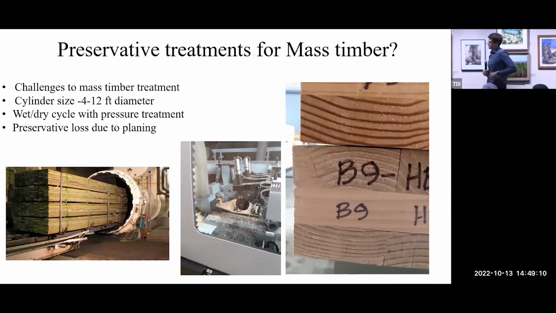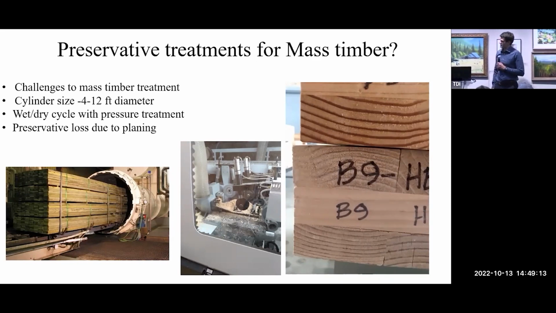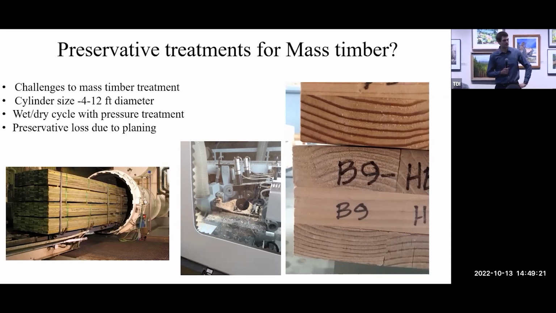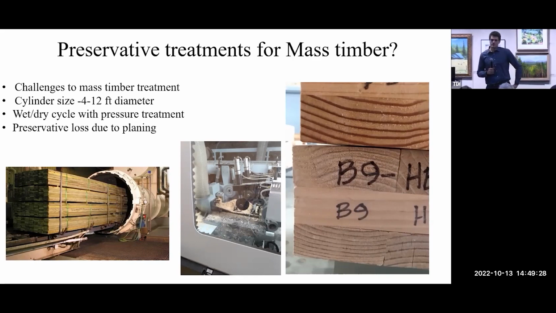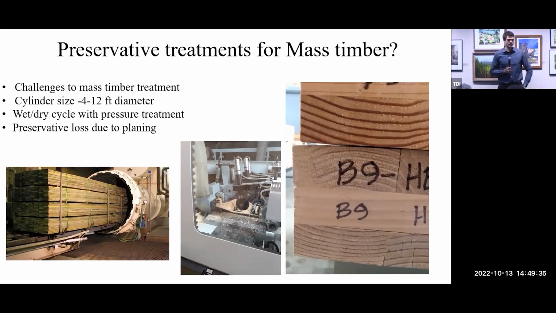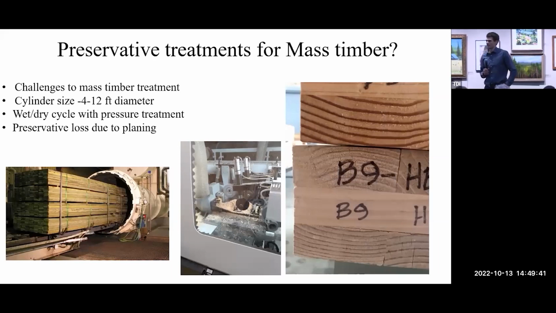And perhaps one of the biggest issues with another option, instead of actually treating the panels post layup, is to use pressure treated lumber in the manufacture of the panels. Problem there is that you have to plane the stuff before it goes into the panels. So where's most of the preservative in a pressure treated piece of lumber? It's in that outer ½ inch or so. How much do you plane off when you put these into panels? So you're planing off quite a lot.